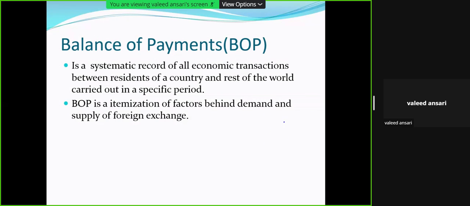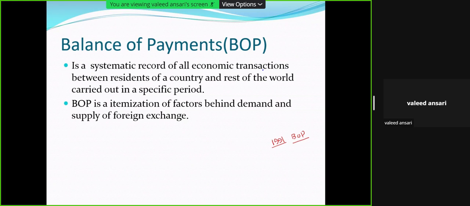You may recall that one of the major objectives of any country is to maintain a healthy balance of payments. For your information, the 1991 economic crisis in India was triggered by a balance of payments crisis. So I will take a definition and tell you the items behind balance of payments, namely the current account and capital account, and I will discuss some of the implications.